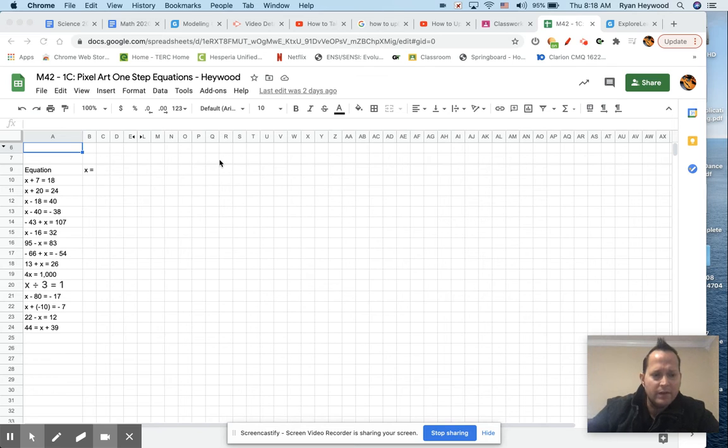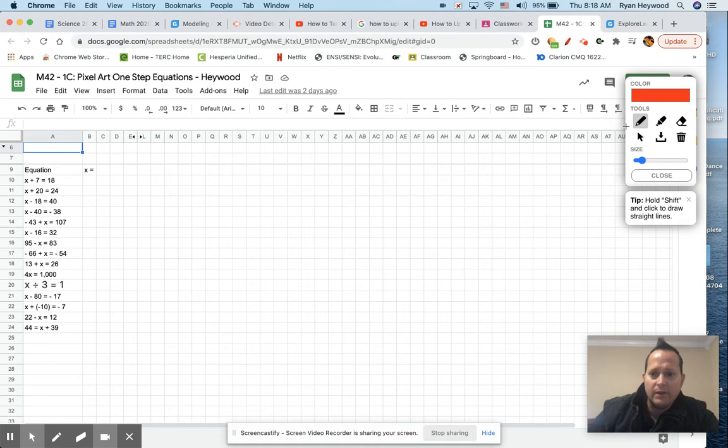All right, guys, so with this assignment, M42, the pixel art equations, we have a picture to make, and you're going to make the picture by solving these one-step equations. First of all, start by writing these down. You do not need to turn your paper or scratch paper in today. All you need to do is complete this, and you're done. But it's going to be difficult to do if you don't do this on paper.